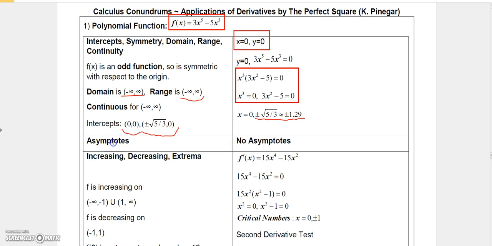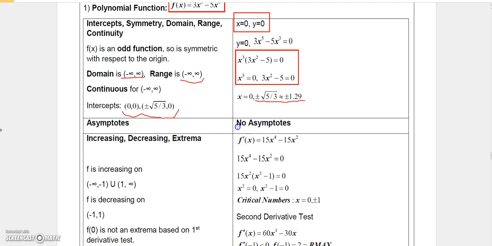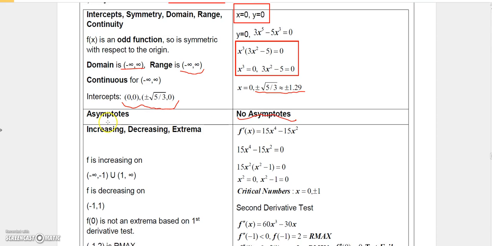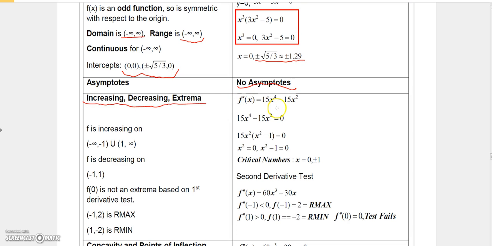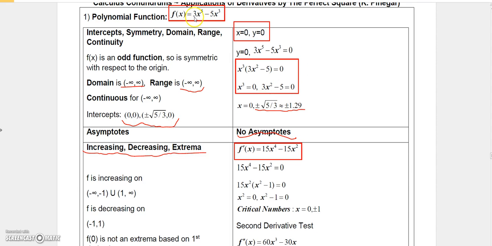Okay, since this is a polynomial function, there are no asymptotes. Now, the next thing I'm going to do is determine where the function is increasing, where it's decreasing, and if it has extrema. If you remember, the way we do that is we take the first derivative. So here is the first derivative, 15x to the fourth minus 15x squared, and you can easily differentiate the original function to get that.